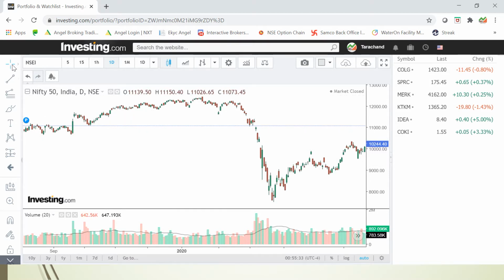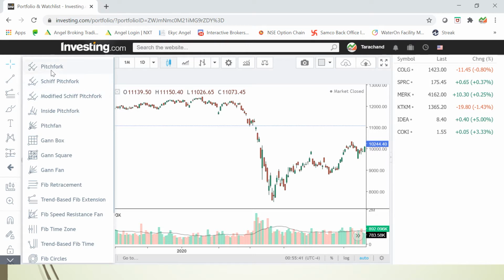So here from the top, third option, right, where if you click this small arrow you will get Pitchfork. I'm sorry for that slip of tongue. Pitchfork, then other things like Gann box, Gann square, etc. We are going to use Fib retracement in that list, right? Remember Fib retracement. We are going to talk about two things actually.